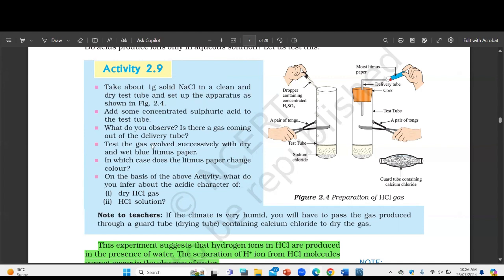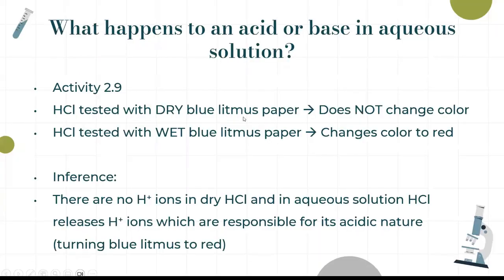So we're going to test this gas with dry and wet blue litmus paper. What changes do you observe in the litmus paper when we test it first with dry litmus paper and with wet blue litmus paper? The observations made are, when this HCl gas is tested with dry blue litmus paper, it does not change color. And in the second observation, we can see that when HCl is tested with wet blue litmus paper, it changes blue litmus to red.